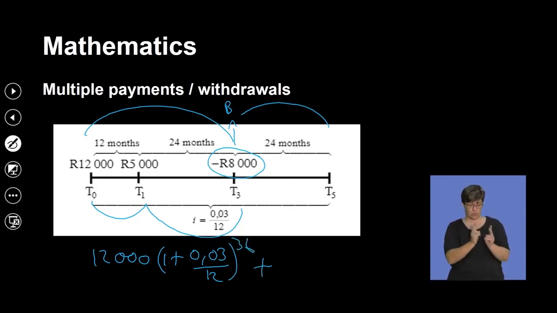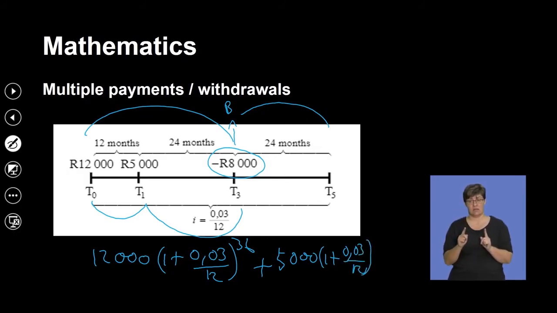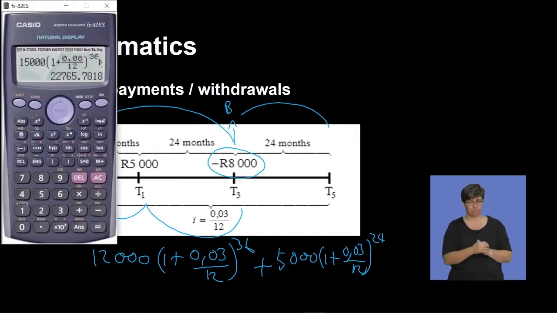And then I will add how much? The 5,000, which actually gained interest for 2 years before she withdrew. So that will be for the 5,000 into 1 plus, the interest is still 0.03 over 12, but now this is for 2 years, meaning it's going to be 24, right? And then from whatever we get there, we're going to subtract the 8,000. So let's quickly do the calculation.